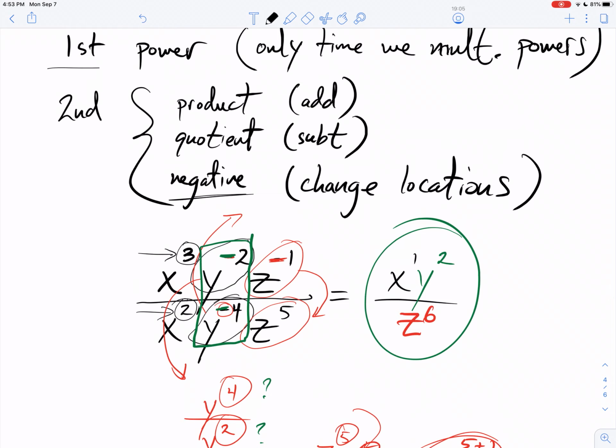Just remember, as long as you do this one first, any of these three could be done second. The order does not matter. Sometimes it's easier to do this one before that one, or vice versa. You will get the same answer as long as you don't make a mistake. So let's take a look here.